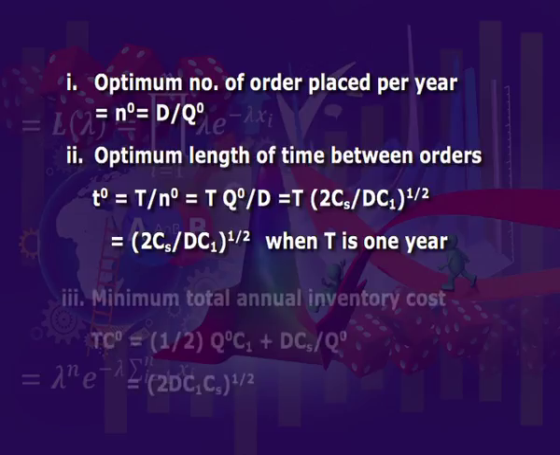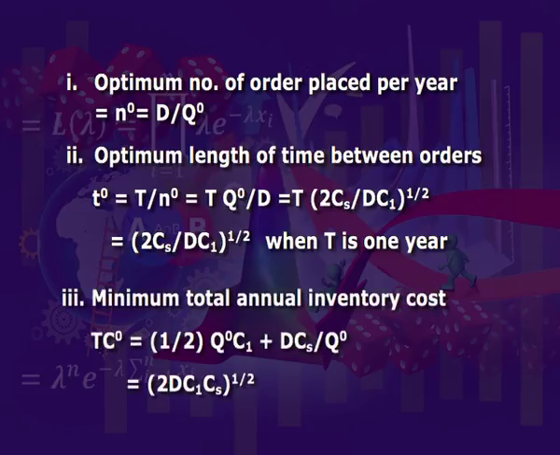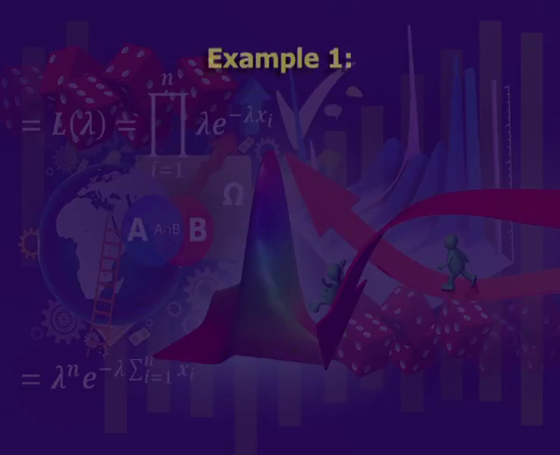Number 3, minimum total annual inventory cost, which is denoted by TC0, given by 1/2 into Q0 C1 plus D into CS divided by Q0. On simplification, it becomes under root 2 into D C1 into CS. Let us see an example to understand this model.